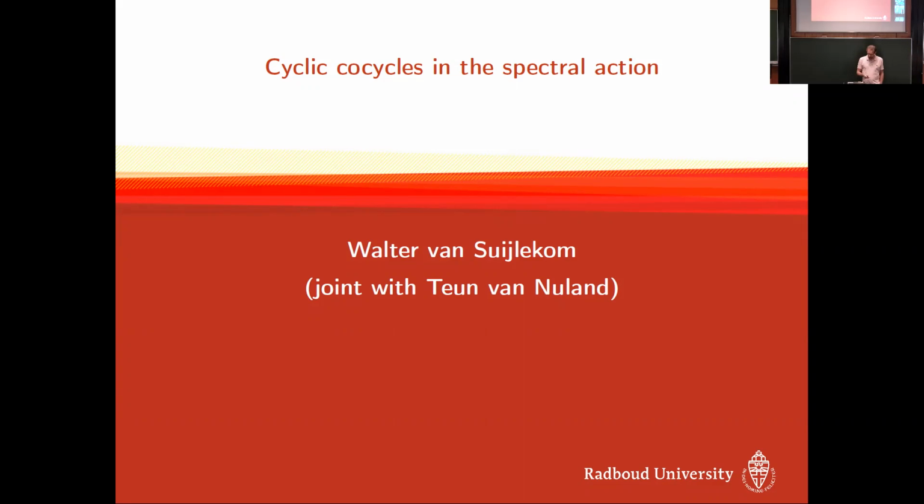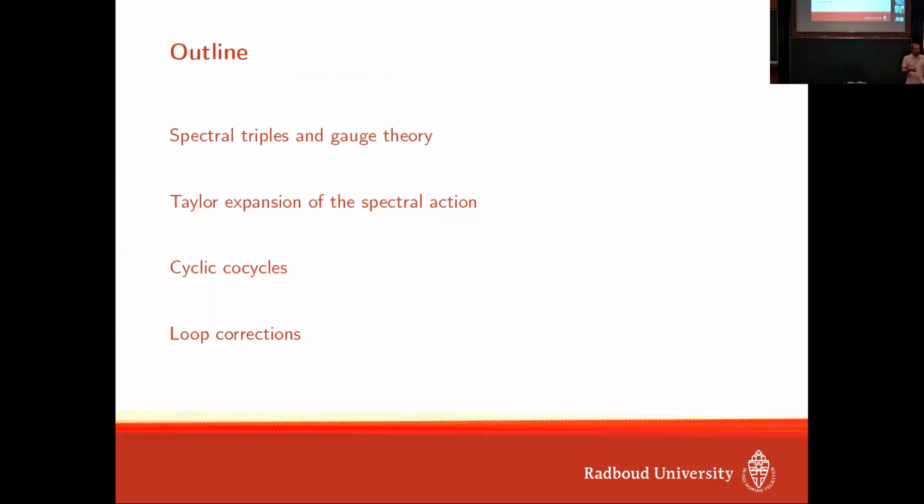But at least I will try to explain how cyclic cocycles come about in the spectral action and what that is. So here's my plan. First, as I said, I will give you a little bit of an idea of gauge theories, how they appear in the context of spectral triples or in non-commutative geometry. Then I would like to look at the gauge invariant, which is the spectral action. I'll also explain what it is.